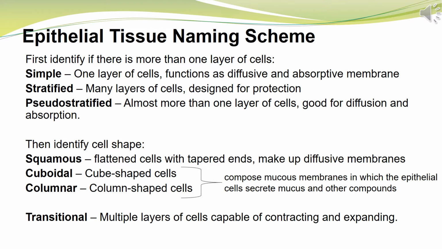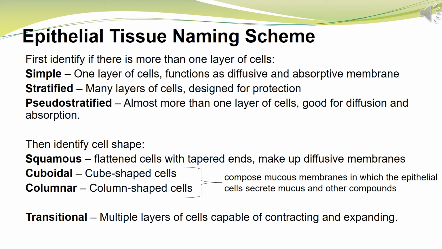And then, after we figure out how many layers of cells, we identify the cell shape. We use the word squamous for flattened cells, which are tapered at either end, and these usually make up diffusive membranes. We use the word cuboidal if the tissue contains cube-shaped cells, or we use the word columnar for column-shaped cells. And these are basically a longer form of cuboidal cells. And both cuboidal and columnar shaped cells in the epithelial tissues compose mucous membranes, in which the cells of the epithelium secrete mucus and other compounds.